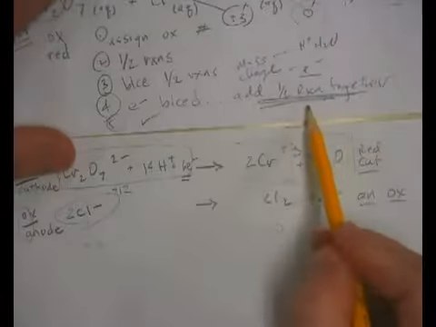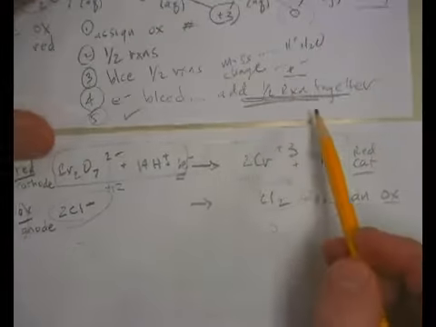Okay, I'm up to add the half reactions together. Now before I can add the half reactions together, I've got to make sure that my electrons are going to cancel out with each other. I've got 6 electrons here, 2 electrons here, 6 on this side and 6 on this side. When I add the reactions together, they aren't going to work.